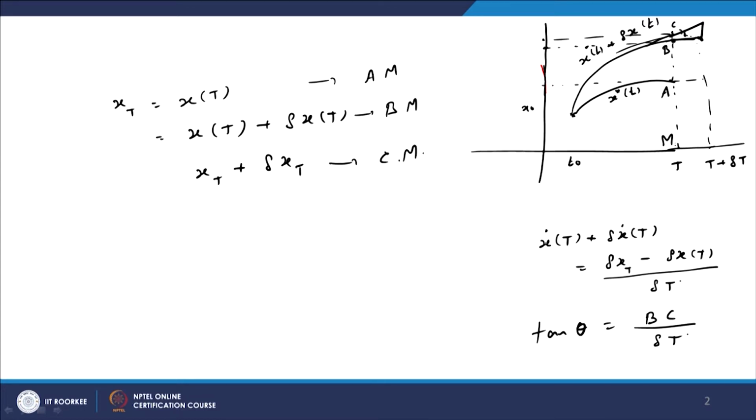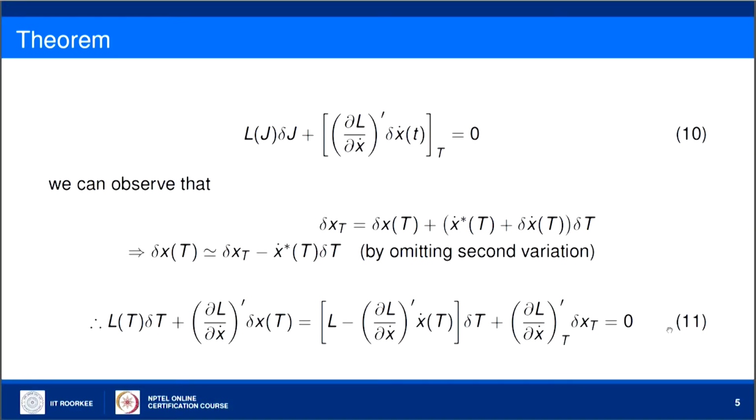So, tan theta is nothing but x dot at capital T plus del x dot at capital T, and BC is nothing but del x t. From here we can see del x suffix t minus del x of capital T, divided by del capital T, is given. So, from this expression, keeping del x suffix t on one side, we get del x suffix t capital T is del x of capital T plus x dot of capital T plus del x dot capital T multiplied by del capital T.